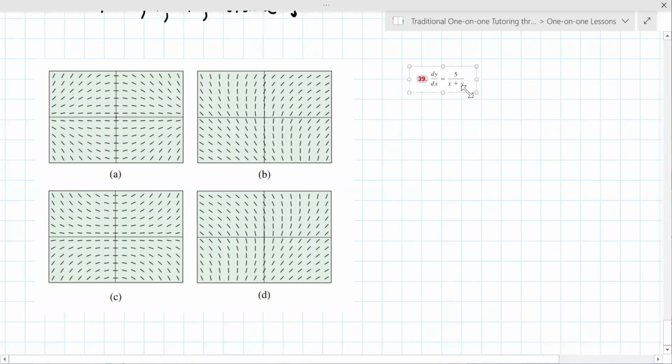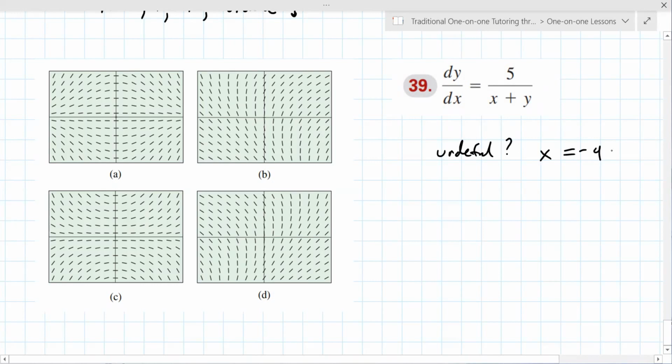So kind of like the last one, you want to look for things that are unusual, like where's the slope undefined in this one? It's undefined. x equals y. Minus y this time. So that's this line. So when we go from top left to bottom right, we're looking for the one with completely vertical lines along there. So these aren't scaled, right?